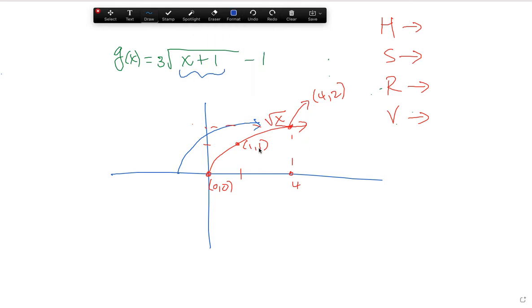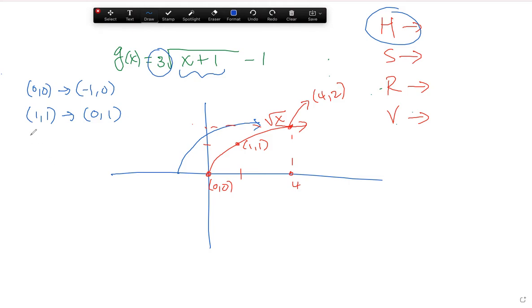Now, what we do from there is we took care of the horizontal, right? The stretch. The stretch is the 3. Actually, let me write them. So 0, 0, after the horizontal, becomes negative 1, 0. And then 1, 1, after the horizontal becomes 0, 1, because we're moving all the x's to the left one. And then 4, 2 turns into 3, 2.